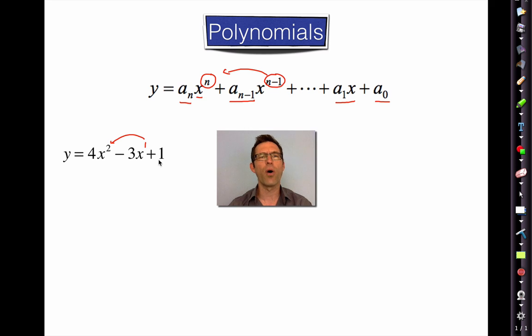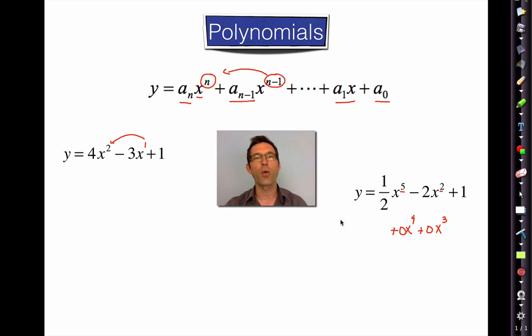We don't have to have all the powers there. For instance, here, y equals 1/2 x to the fifth minus 2x squared plus 1, that is certainly a polynomial as well. One could claim that there are the other terms, like 0 times x to the fourth plus 0 times x to the third. We don't have to have them all there, but the key is those powers have to be whole number integers, positive integers. This is another good example: y equals 6x cubed minus x to the first. That's a good example of a polynomial.